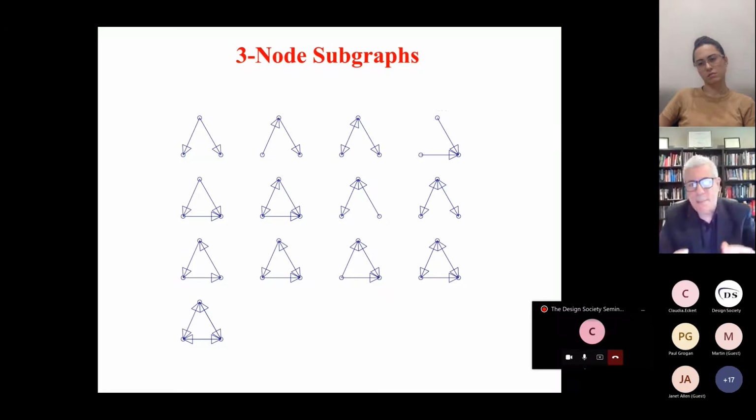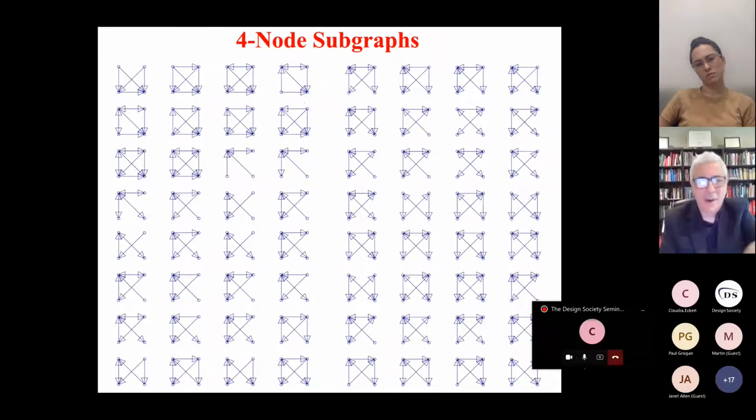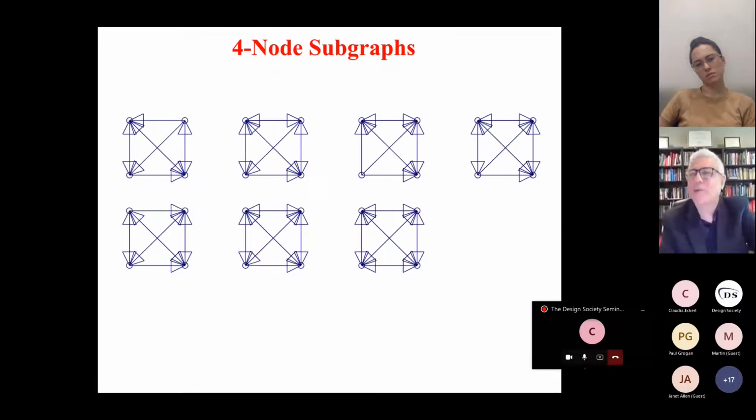So for example, here you have all of the 13 possible subgraphs that include 3 nodes, right? So this is a directed network, and those are all of the 13 possible subgraphs that can exist in any network. And then you have also 4-node subgraphs, and you have 199 of them. So here you have all of the 199 subgraphs, right, that can exist in the network. All of those represent different configurations of the way that nodes interact.